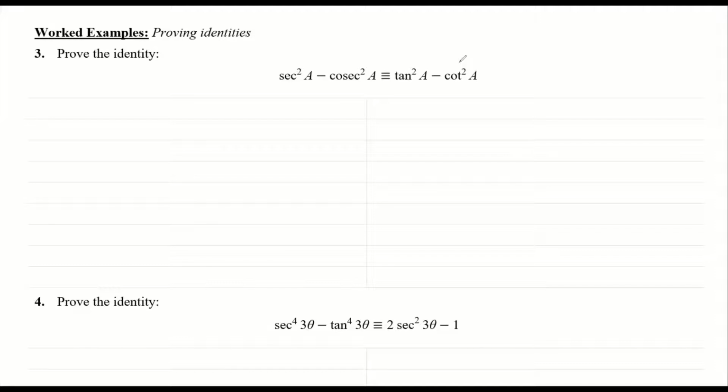So we need to be familiar with the sec squared identity, and I'll write it in the same context as the question. So the angle is called A. So we know that sec squared A is of course 1 plus tan squared A. True for all values of A. That's what an identity is.